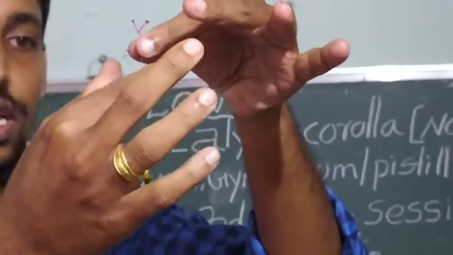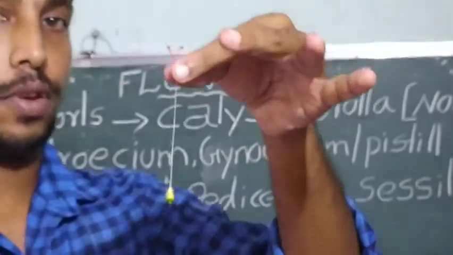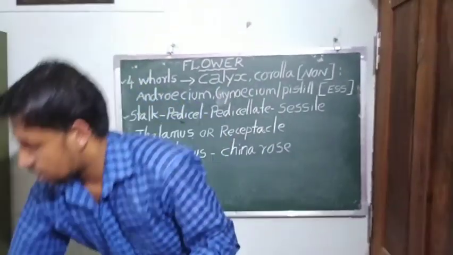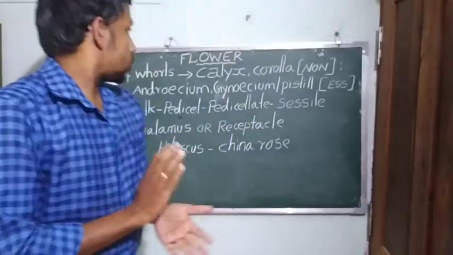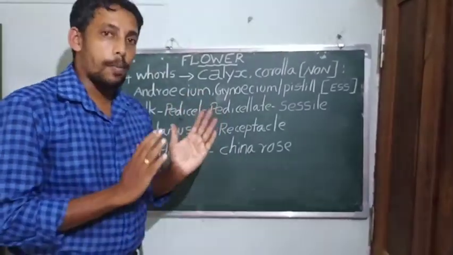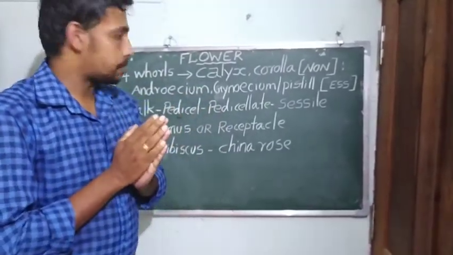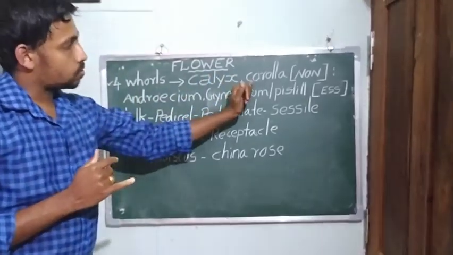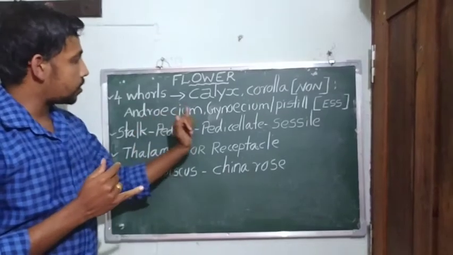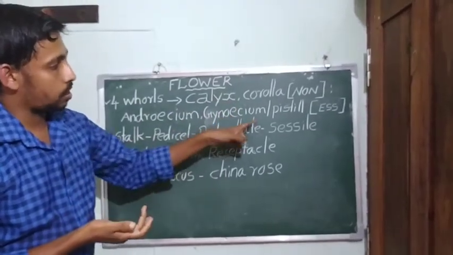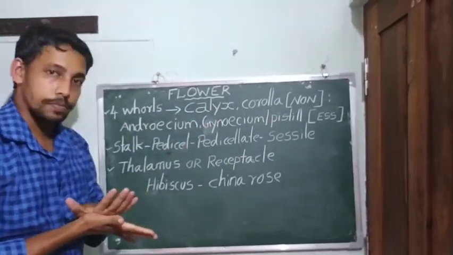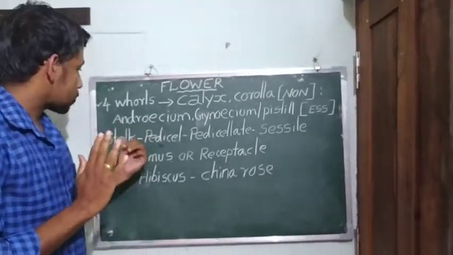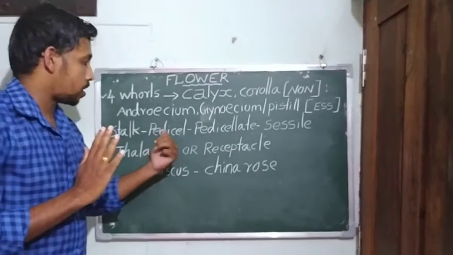This is the innermost part of the flower. So we have just understood the different parts of the flower. There are four whorls: calyx, corolla, androecium and gynoecium. Gynoecium is otherwise known as pistil. Each flower may have a stalk. The stalk of the flower is known as the pedicel.